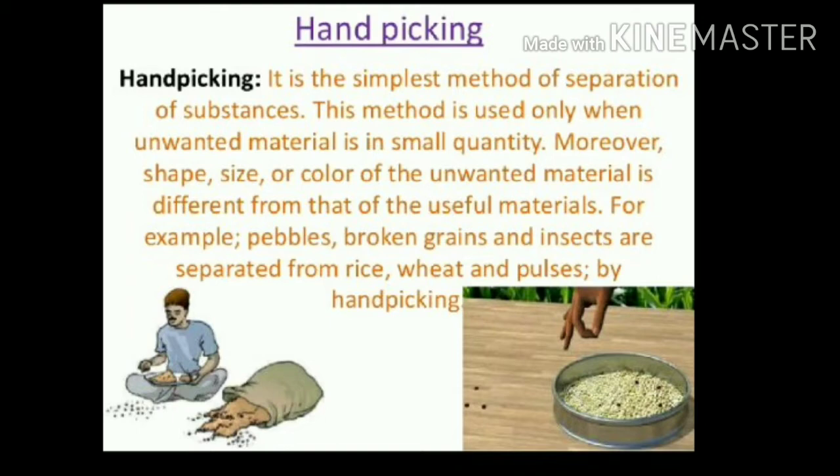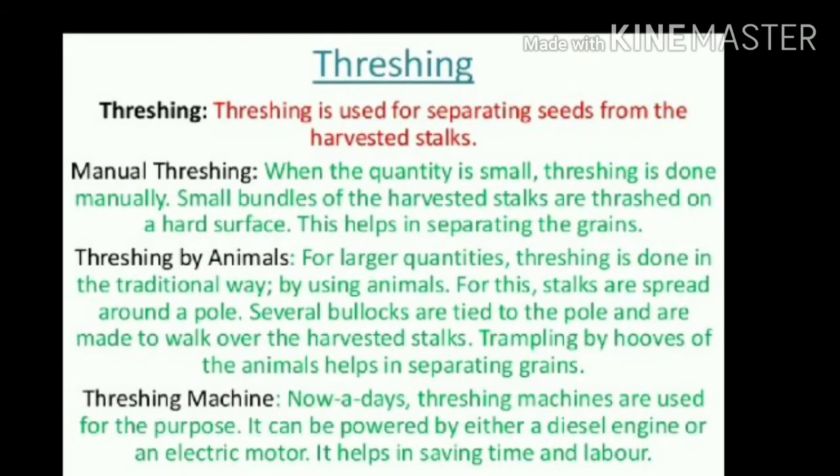Now another widely used method is the threshing method. You are aware of what threshing means: separating the seed from the harvested stalk. As the crops grow and mature, they need to be cut. When the grains are mature, they need to be cut. This process is known as harvesting. Once the crop is harvested, along with the grains there is some unwanted stalk, which we need to separate.